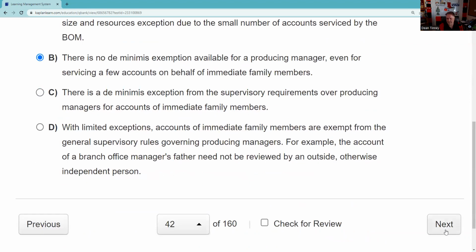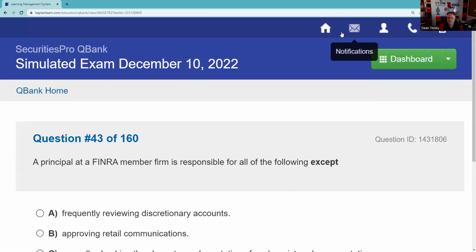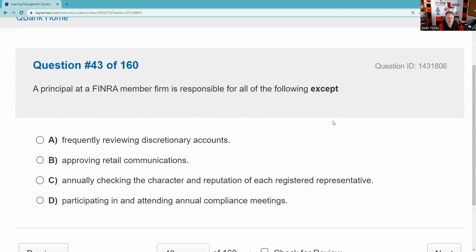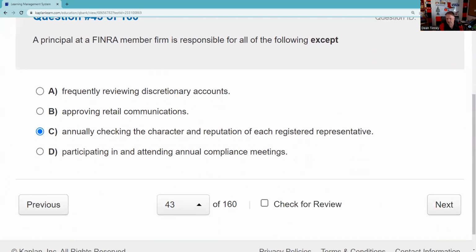Question 43. A principal at a FINRA member firm is responsible for all the following except frequently reviewing discretionary accounts. Absolutely. Approving retail communications. Absolutely. Annually checking the character and reputation of each registered rep. No. Participating in annual compliance meetings. Absolutely. So the answer is C.